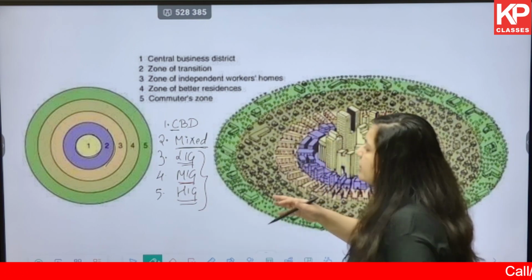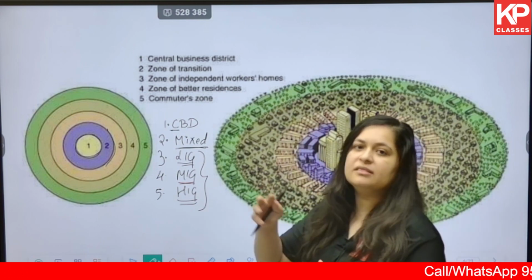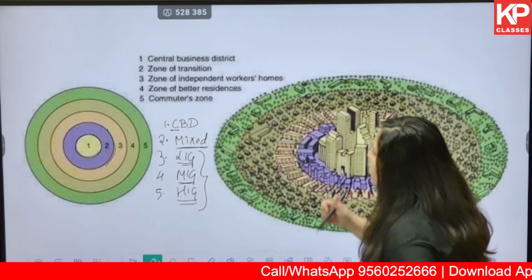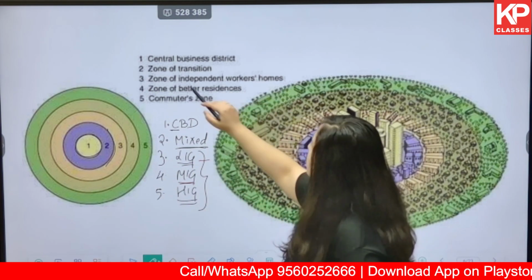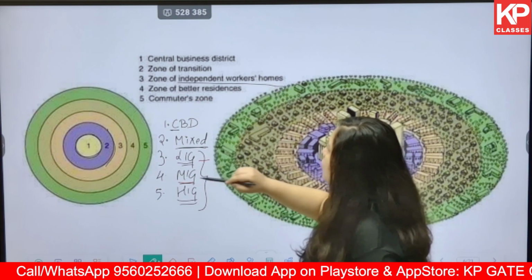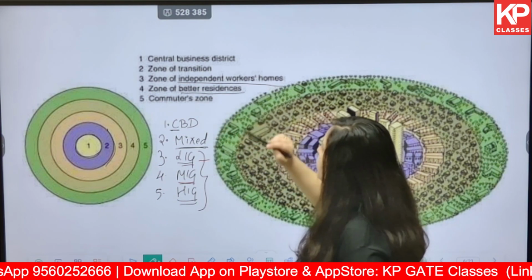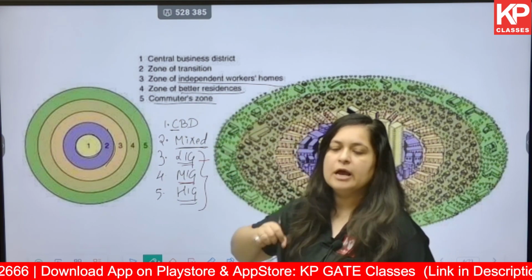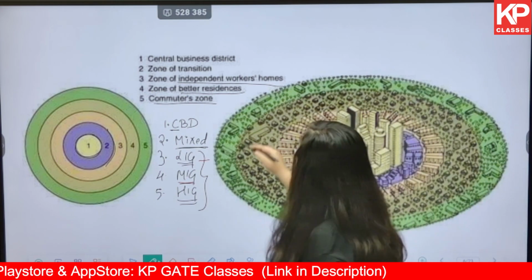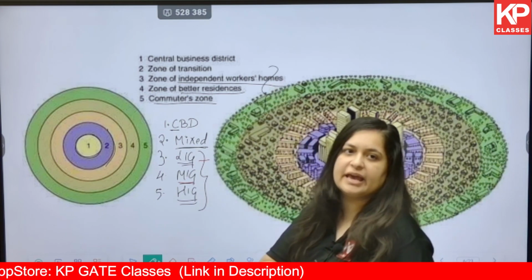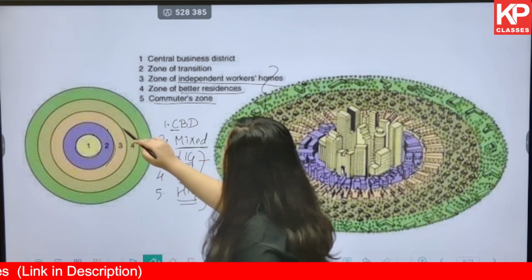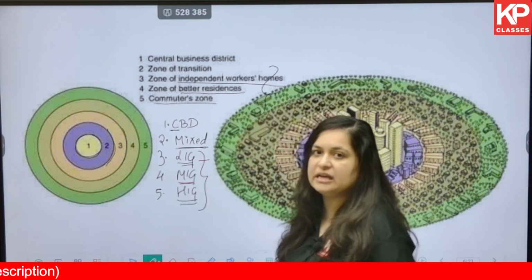So it is important that you understand why these zones have been allocated over here and what is happening there. For example, instead of LIG, here it is written zone of independent workers' homes. Next, zone of better houses and commuter zone. So let us discuss this in a little bit of detail so that any term that is used in the exam, you will be able to understand what it is talking about. Okay. Next one, third, we have the LIG zone.